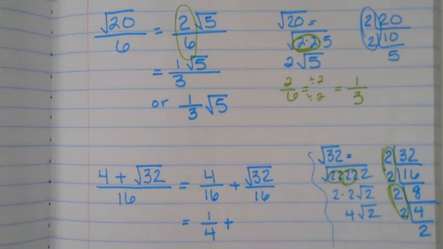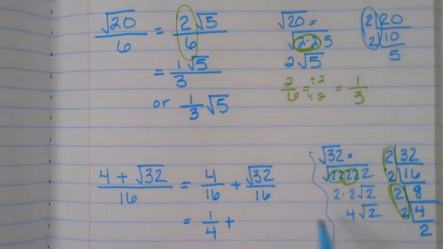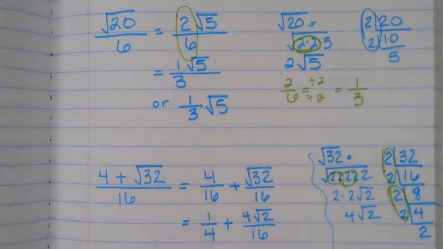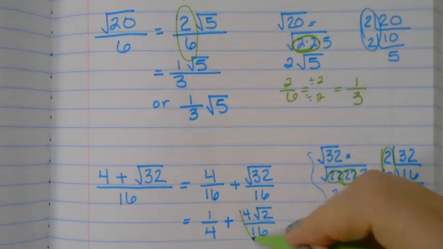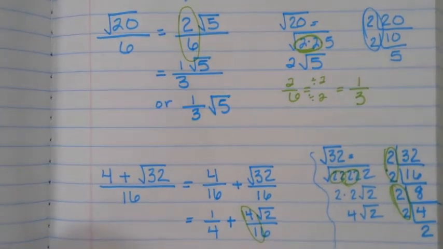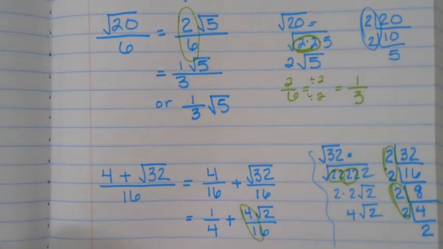Notice how I'm doing this work off on the side. It's like my scratch work. And then I'm going to bring it back in. So in place of the 32, I'm going to put 4 square root of 2 over 16. Now, that 4 over 16, can that be simplified? Yeah, that would simplify to what? To 1/4 also.